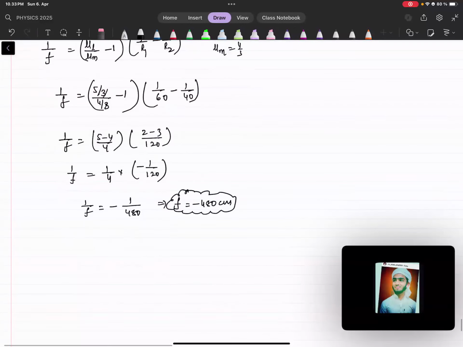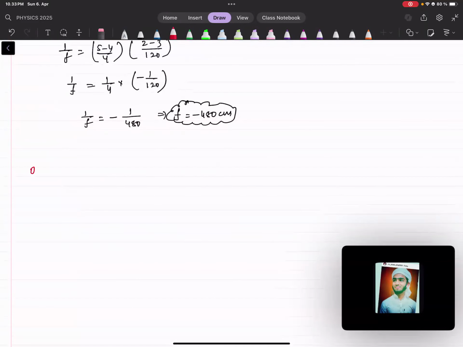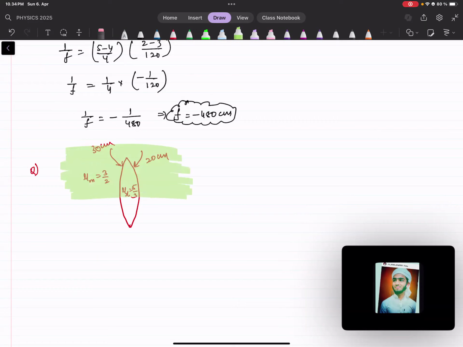Okay. Will you do one more problem? So you try to do this one. Say for example, this is your lens, and the refractive index of medium is 3 by 2. Refractive index of lens is 5 by 3. And this one is right now for me 30 centimeters, and this one is say for example 20 centimeters. This is in some medium again. Okay, find the focal length.